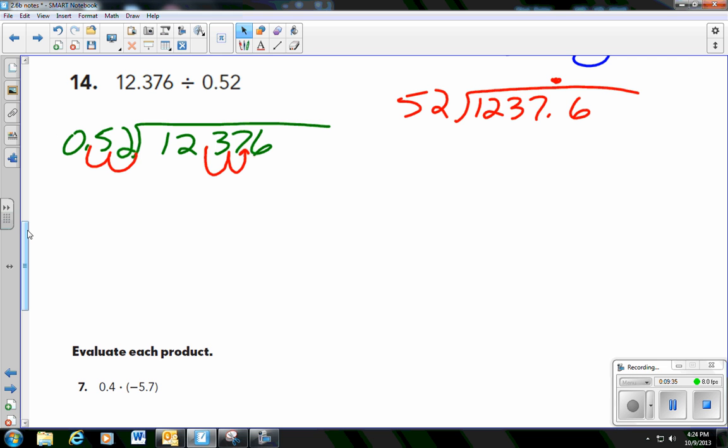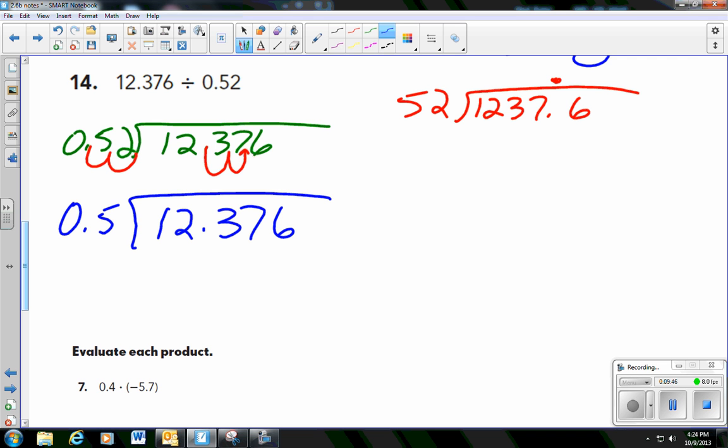Okay, so again, in order to show all of this work, we need that outside number to be a whole number. What we're saying is 12.376 divided by 0.52 is the exact same thing as doing 1,237.6 divided by 52. You'll get the same answer, but we need it to be the whole number 52 on the outside in order to show our work here.